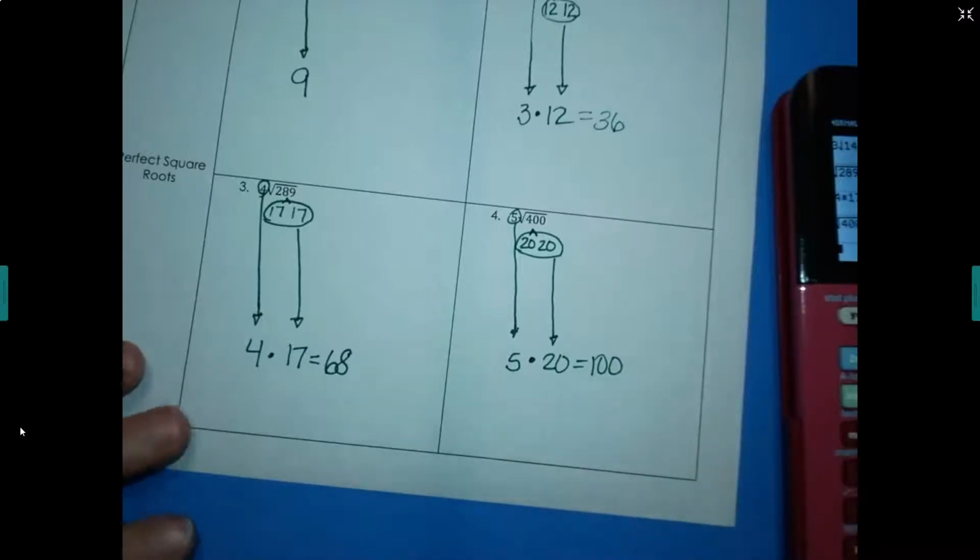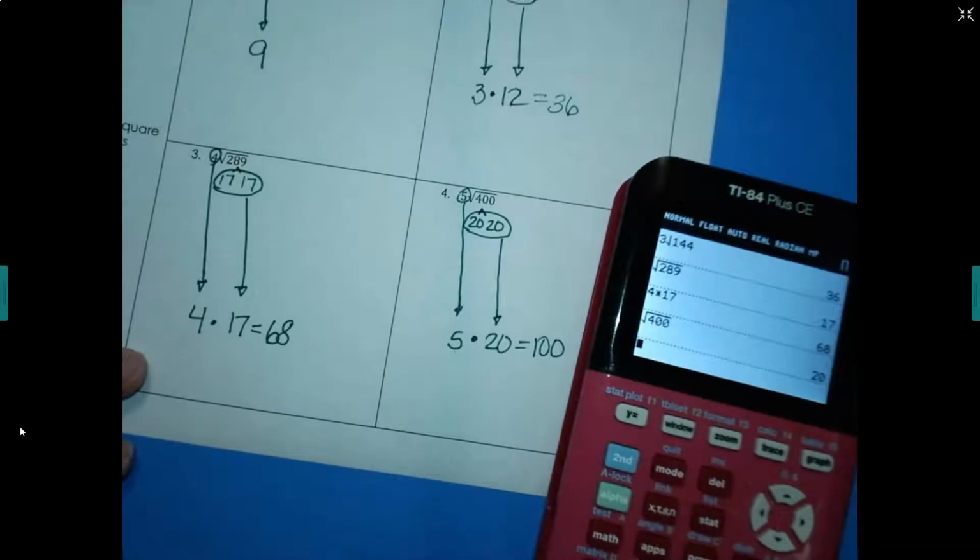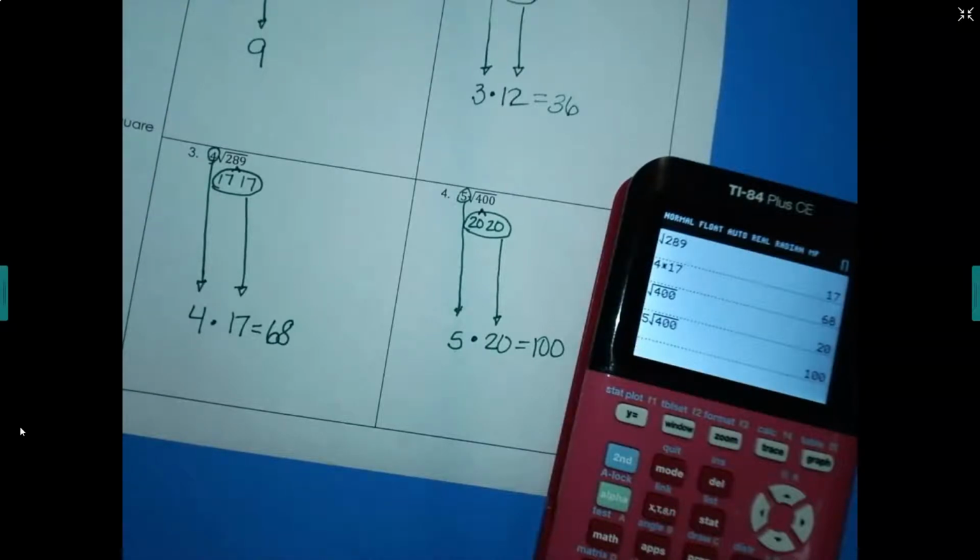So you might be thinking to yourself, why wouldn't I just put 5 square root 400 into the calculator and get my answer? Well, the quick response to that is they don't always turn out to be pretty numbers. Let's take a look on the back here of your notes.